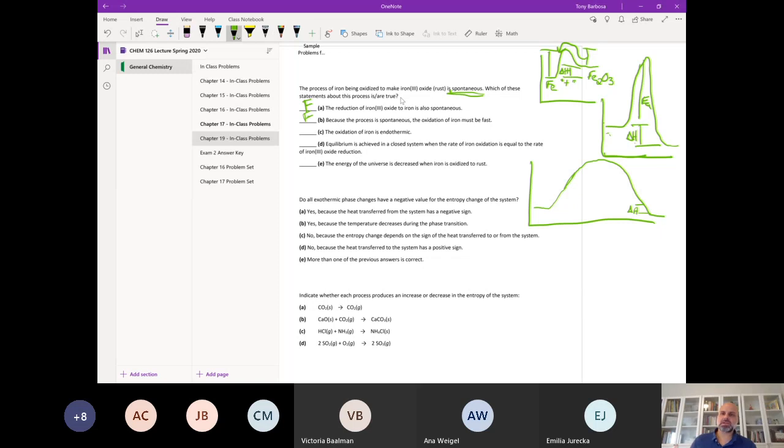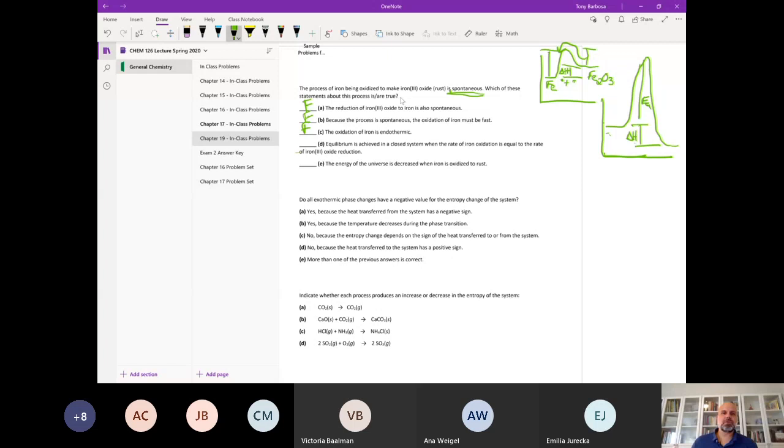But the reaction progress diagram is over a long period of time. So the amount of heat being given off is very slow. You're not going to notice the heat being given off during an oxidation of iron, if that makes sense. So even though it's exothermic, we're talking exothermic over hours or days, not over seconds. So you're not going to feel the heat coming off when iron rusts. So the statement that oxidation of rust is not an exothermic process is false.